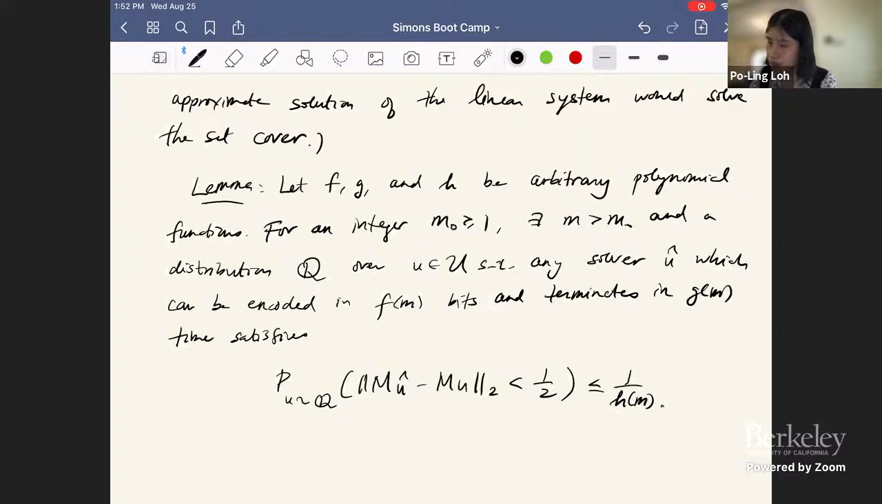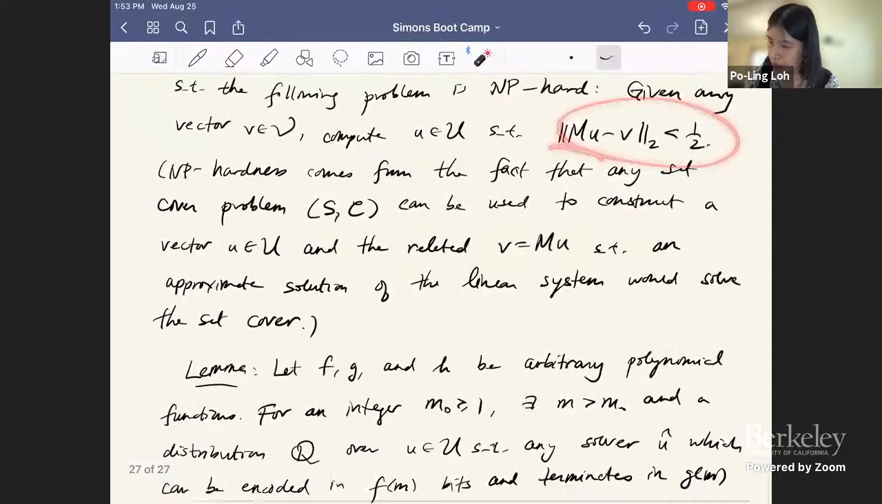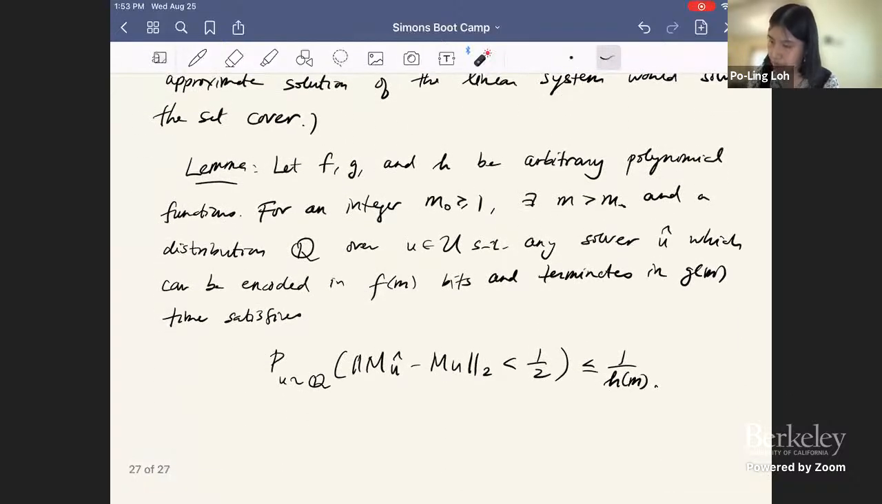Okay, so here I'm being a little bit more explicit. Really, you can think about U hat, which can be encoded in f of m bits and terminates in g of m time, as our notion of polynomial time algorithm. Remember, the hard problem was solving the exact cover problem to an accuracy of 1/2. And this says that there's some ensemble over the set of possible U's, so that the probability of being accurate is going to be as small as we want it to be. And the important thing here is that the same ensemble Q works for any algorithm U hat.